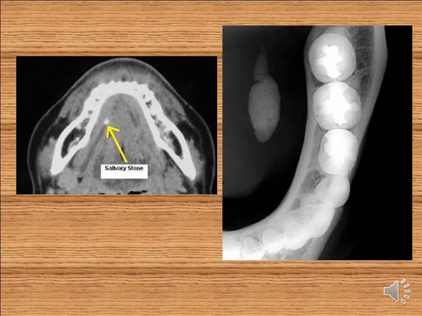This figure shows the occlusal view of the lower jaw that shows a big salivary gland stone within the submandibular duct, Wharton's duct, and we can confirm it by a CT where we can see this white spot that forms within the floor of the oral cavity.